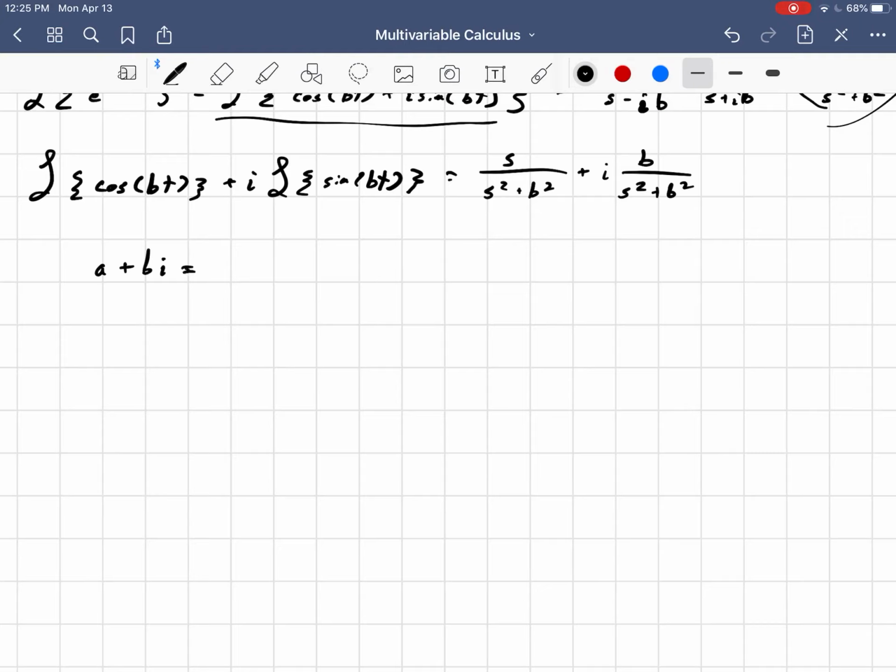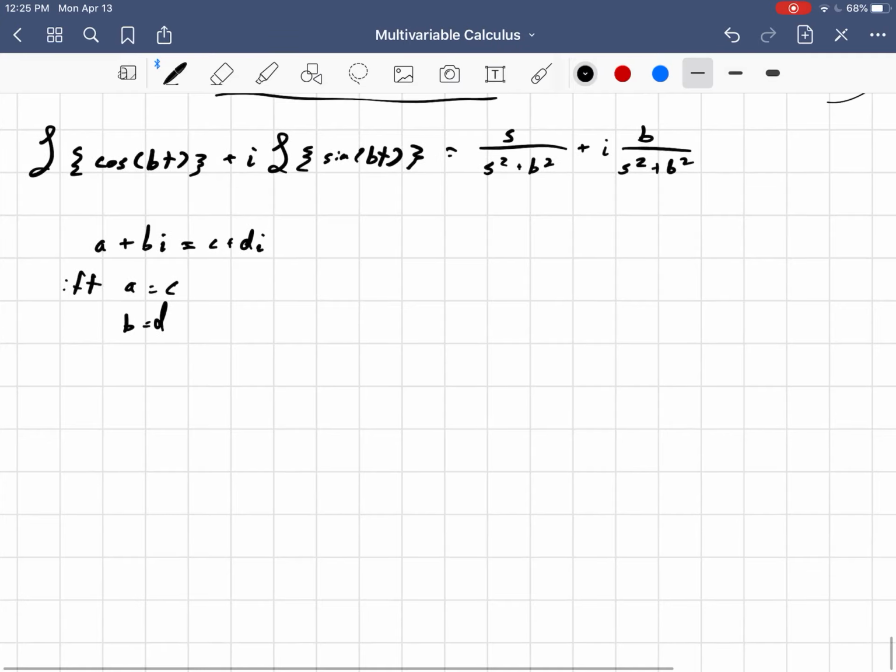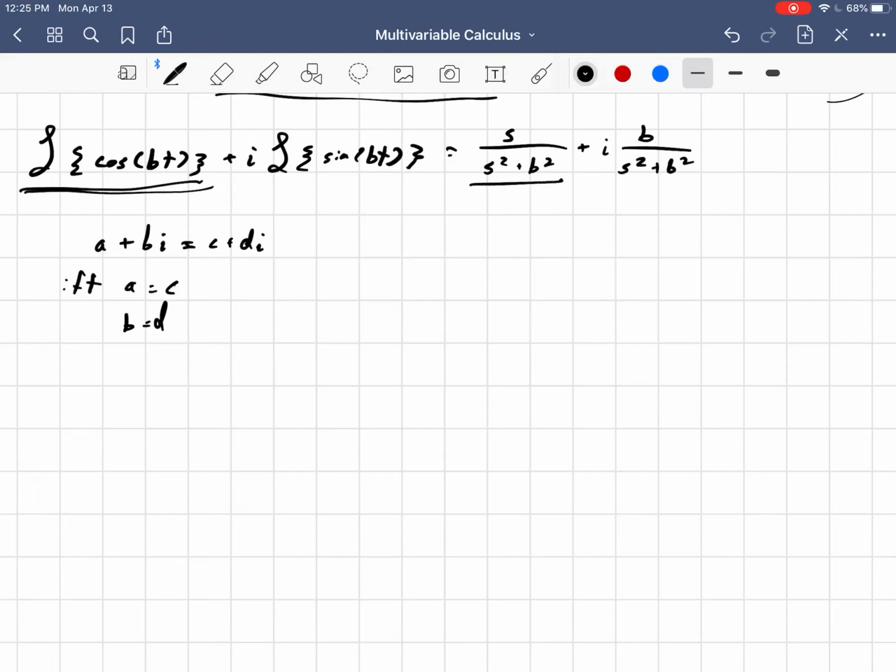And what this really comes down to is the property of equality between two complex numbers. a plus bi is equal to c plus di if and only if a is equal to c and b is equal to d. And you're like, well, obviously, but this powerful property can be applied here, because this then must be equal to the real part. The real part equals the real part, and the imaginary part equals the imaginary part.